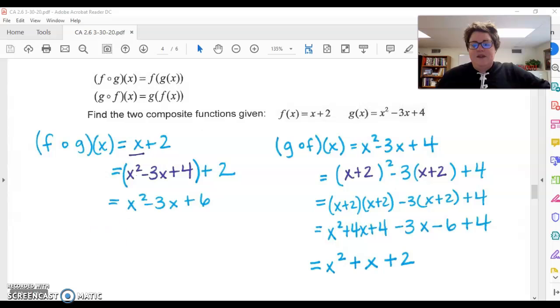g composed of f means you're starting with your g function, and everywhere there's an x, you're putting in your f function. So you get x plus 2 squared minus 3 times x plus 2, and then plus 4. And then solve. Remember that x plus 2 squared means x plus 2 times x plus 2, so write it down twice and FOIL it out. Distribute your negative 3, and then combine like terms.